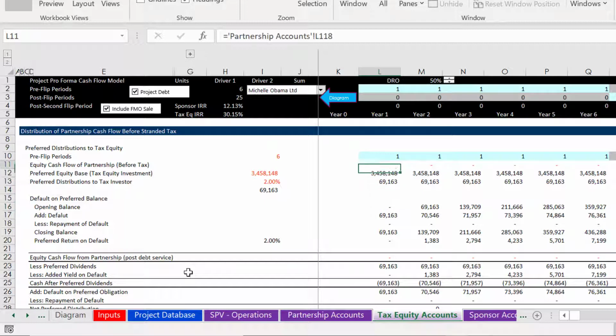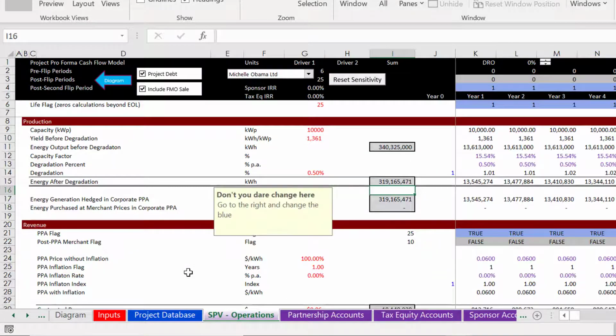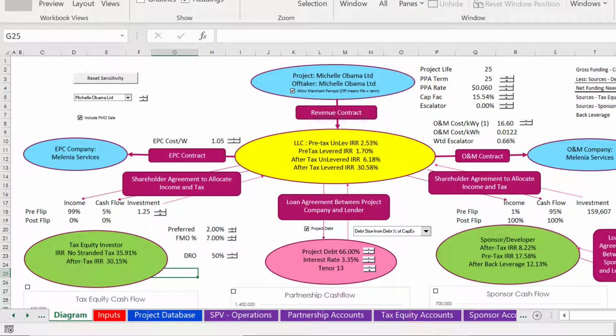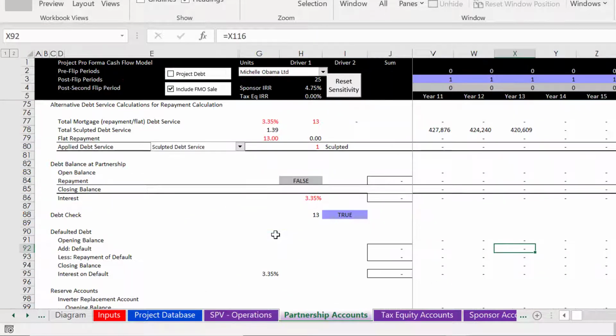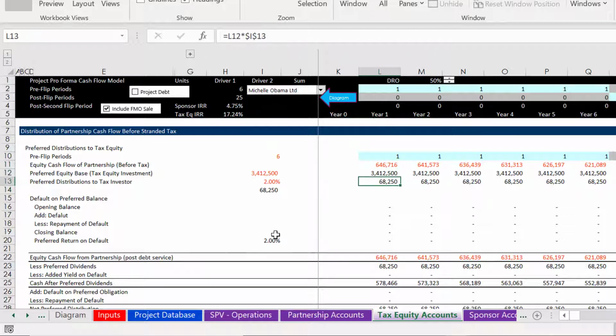So there are two kinds of defaults you have in this analysis. And the biggest thing to think about and realize is why the tax equity investor doesn't like debt. Theoretically they should like debt because it reduces their exposure to stranded investment. Their IRR is still very high. But if you had no project debt, then you're going to have more cash flow to the equity. In this preferred, there's no chance of defaulting on the preferred.